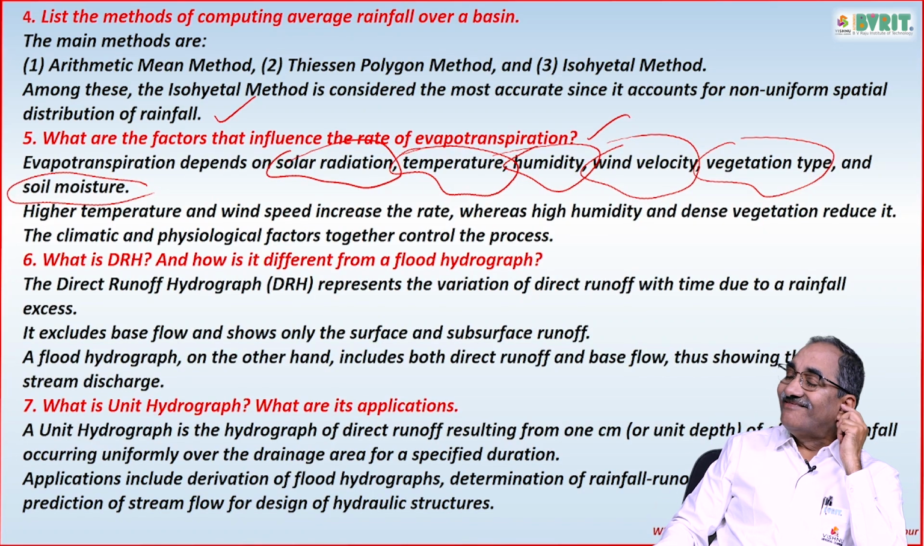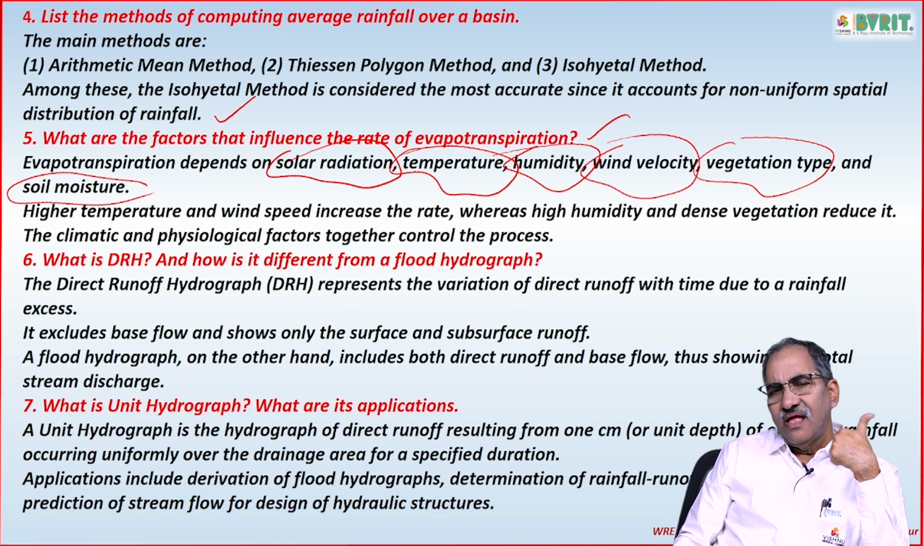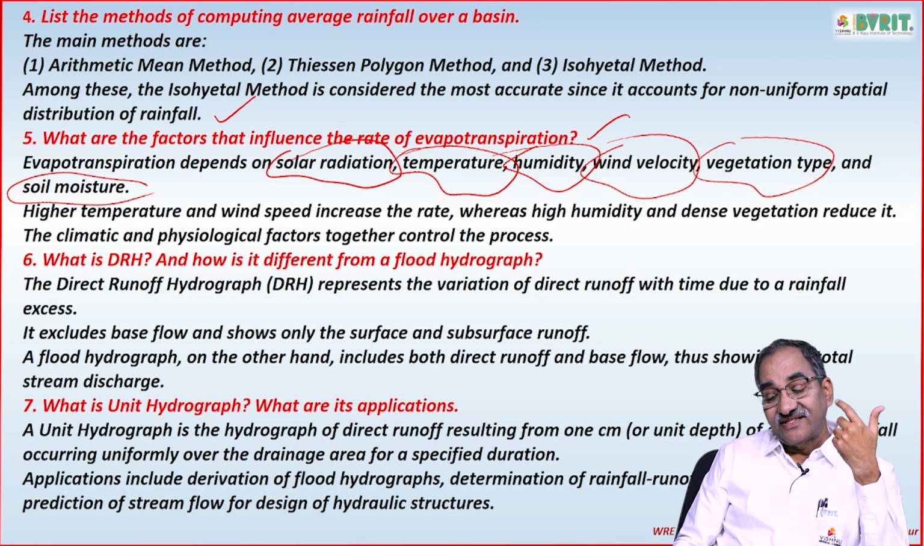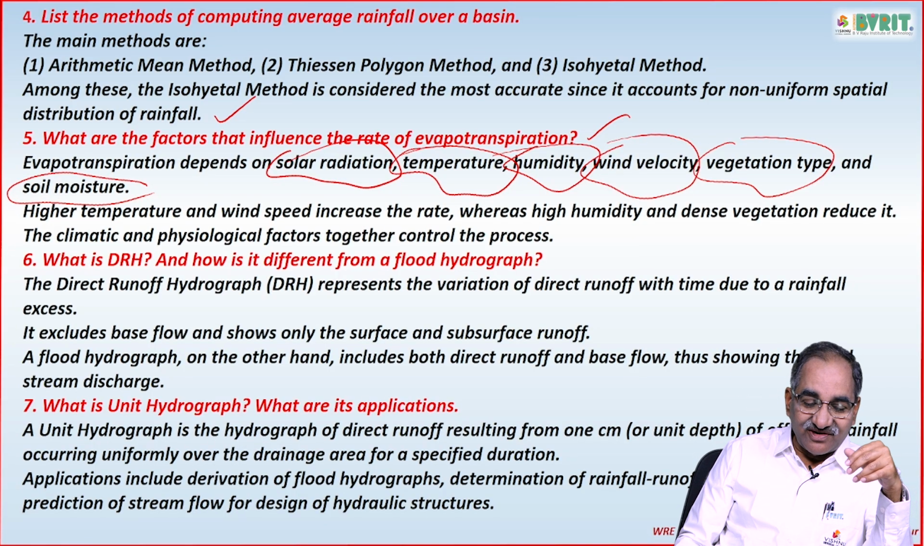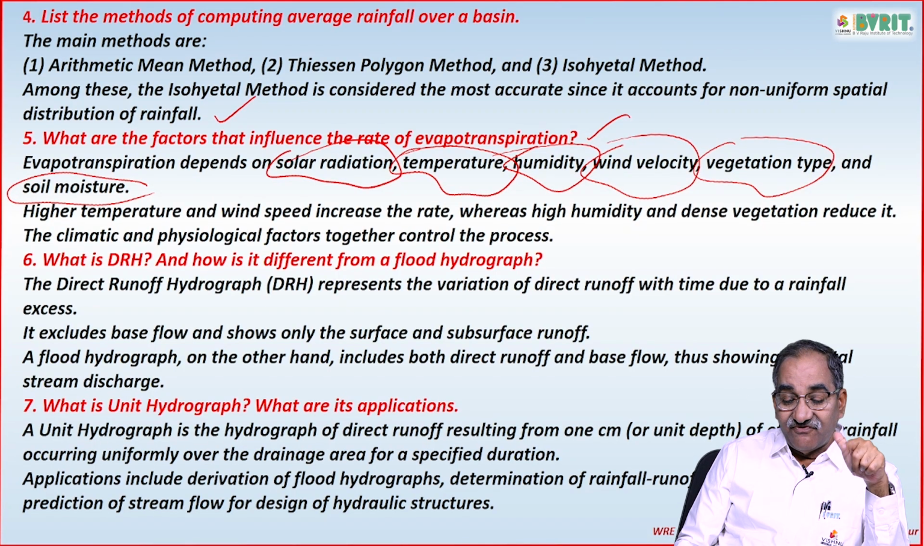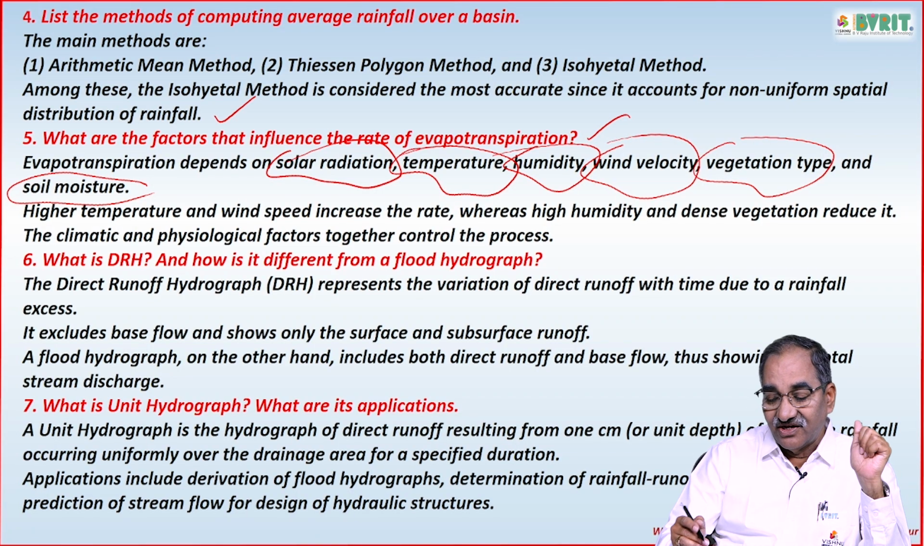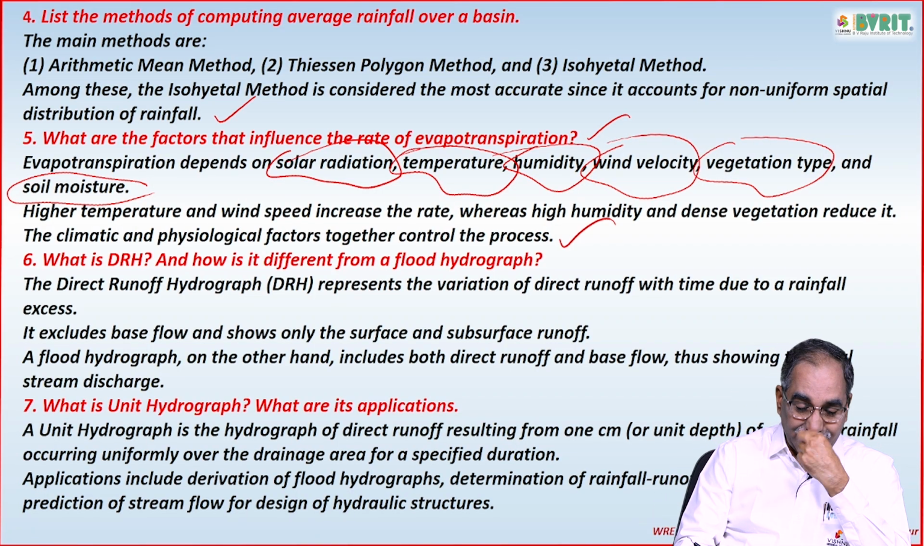So these are the 6 factors that govern the evapotranspiration. Higher temperature and wind speed naturally increase the rate of evaporation, whereas high humidity and dense vegetation reduce evapotranspiration. The climatic and physiological factors together control this process.